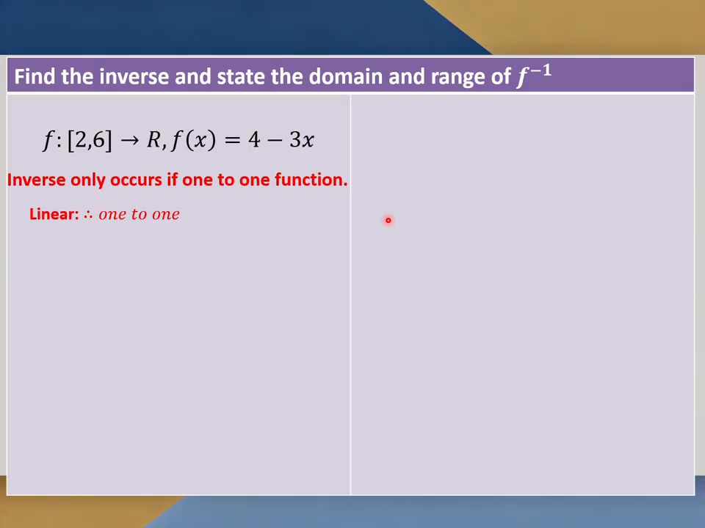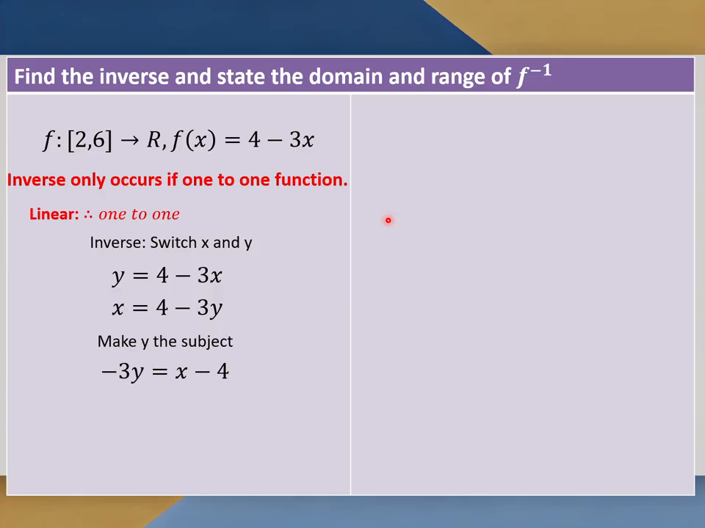The first thing we need to do when getting the inverse function is switch our x and y around. So we're starting off with y equals 4 take away 3x, and we change it to x equals 4 take away 3y. The next thing we need to do is make y the subject. So I will take away 4 from both sides to give me negative 3y is equal to x take away 4. Now I'll get rid of this negative 3 by dividing both sides by negative 3.